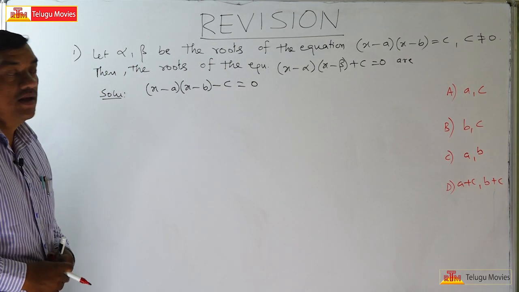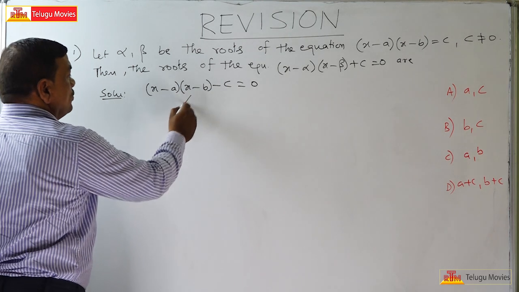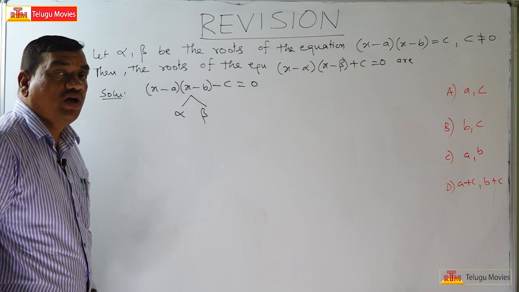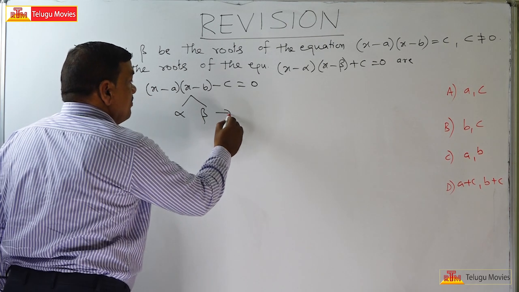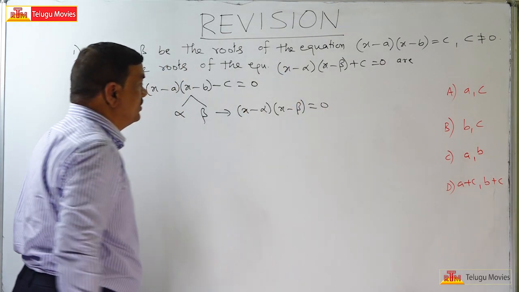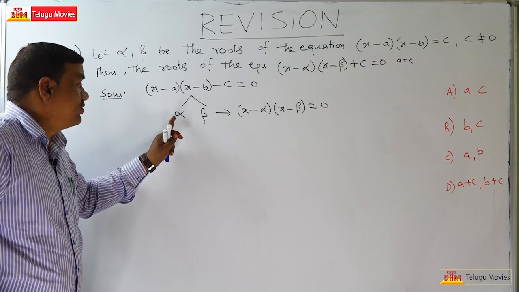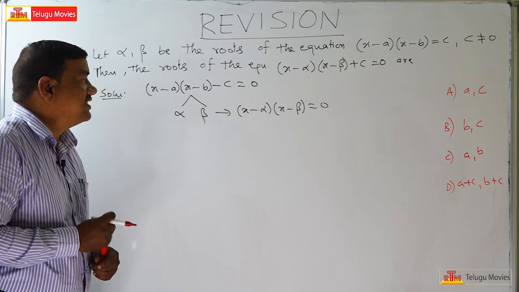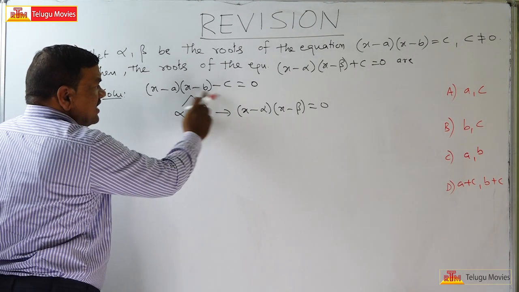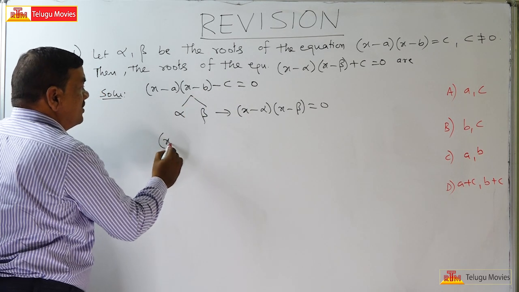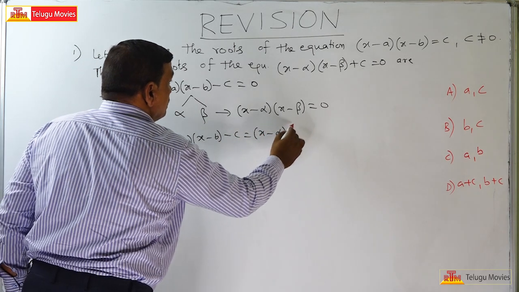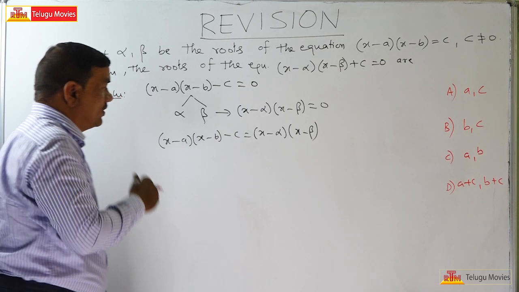Now, it has two roots. What are the two roots? Alpha and beta. Therefore, we can write the quadratic equation whose roots are alpha and beta as (x minus alpha)(x minus beta) is equal to 0. Am I right? That means these two equations are the same. So (x minus a)(x minus b) minus c is equal to (x minus alpha)(x minus beta).